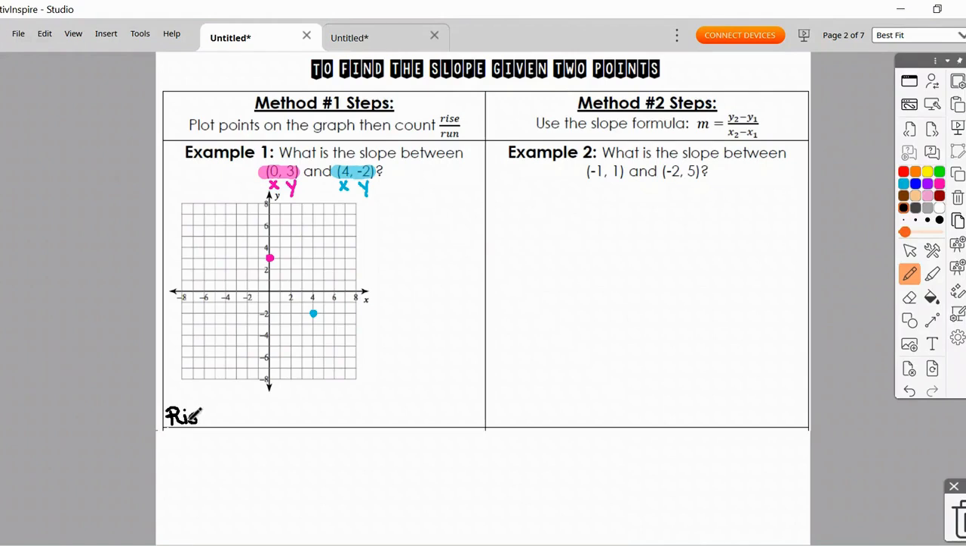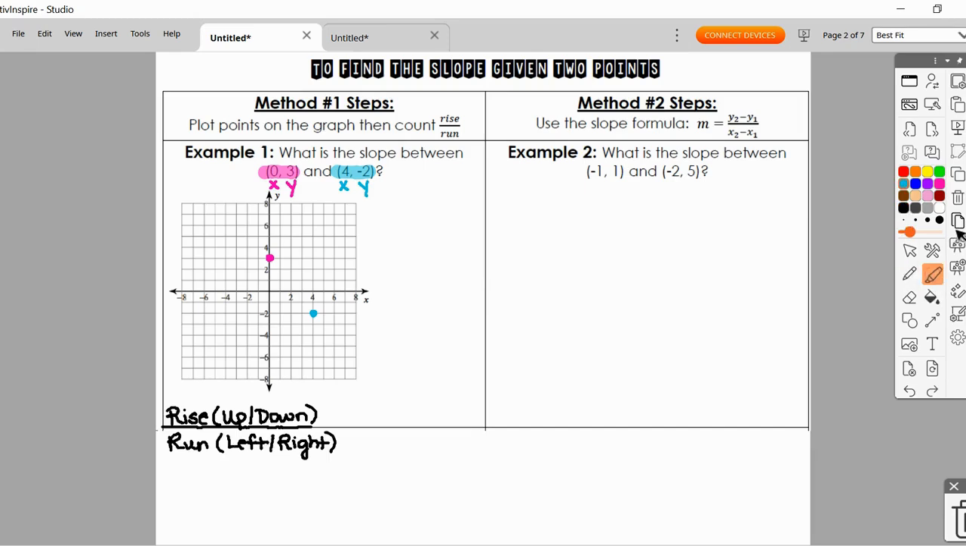Rise is going to be talking about when I'm moving up or down on the graph. Think about an elevator, that's your rise. An elevator only goes up and down. The run is going to be talking about your left and right. Because again, when you're running, you can run left, you can run right, but you have to be running on kind of a flat surface. You don't just rise up or down off the ground. So that's exactly what we're going to do.